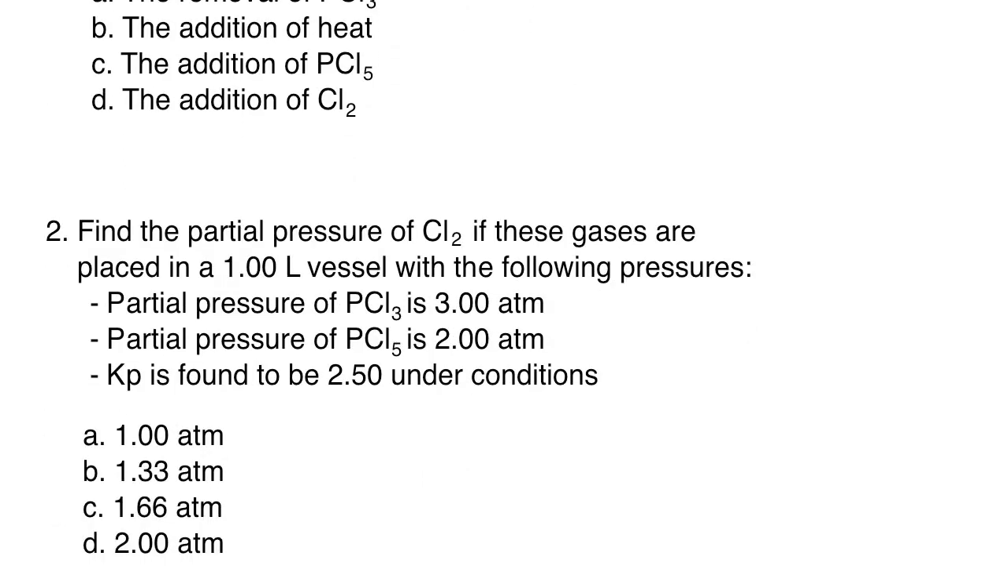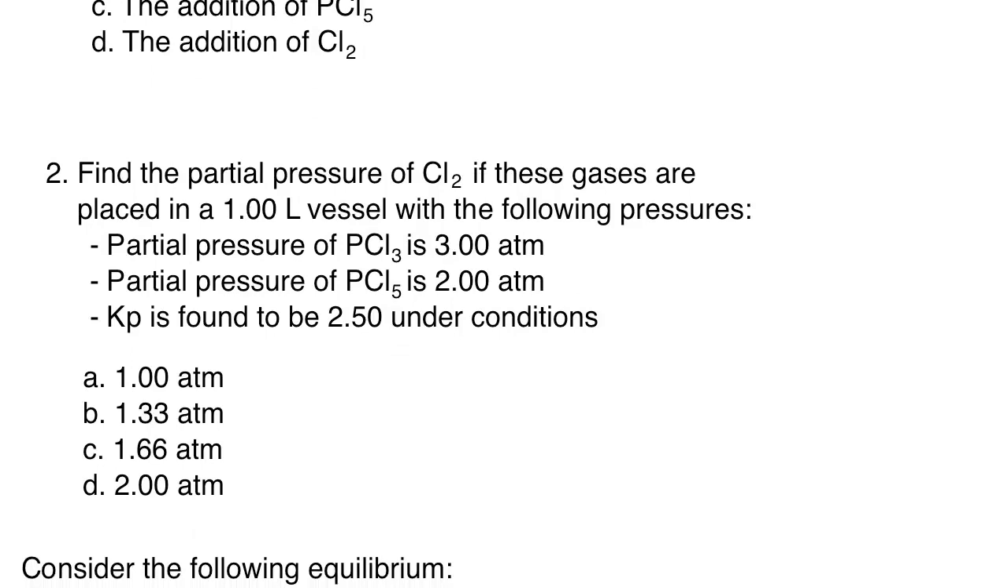And here are the conditions. The partial pressure for the PCl3 is 3.00 atm, and the partial pressure for the PCl5 is 2.00 atm. Right? And then Kp, which is going to be the equilibrium constant pressure-based, is found to be 2.50 under these conditions. Now we're assuming a steady temperature when we're doing that. That's what under these conditions is referring to. Okay, so you have a couple options there. Which of those would be the appropriate partial pressure for the chlorine gas given the other partial pressures for the other reagents involved in this equilibrium?